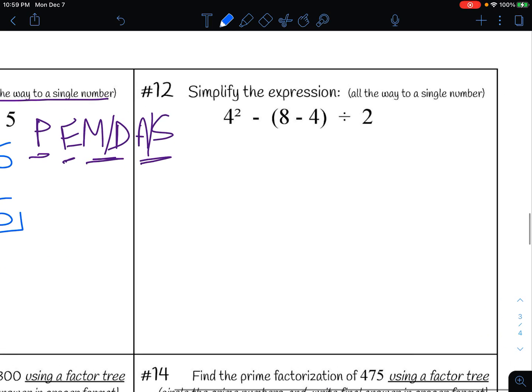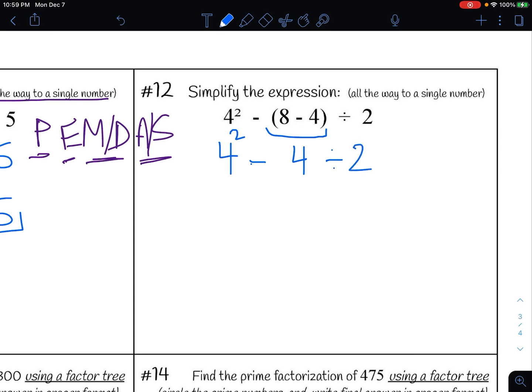Simplify the expression. Again, we're doing PEMDAS, so do we have parentheses? We do. It's right over here, 8 minus 4. That's kind of nice. 8 minus 4 is just 4. Now, there are no numbers next to it. So, for example, there's not a number right over here or a number right over there. So you're not going to need to multiply. So we can get rid of our parentheses now. Bring down the minus.